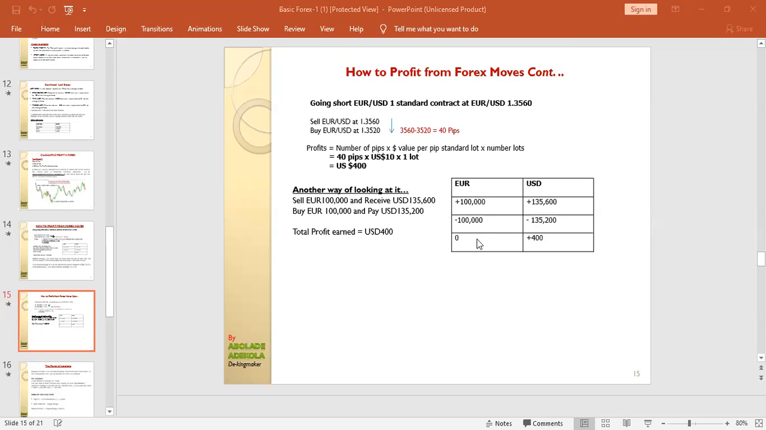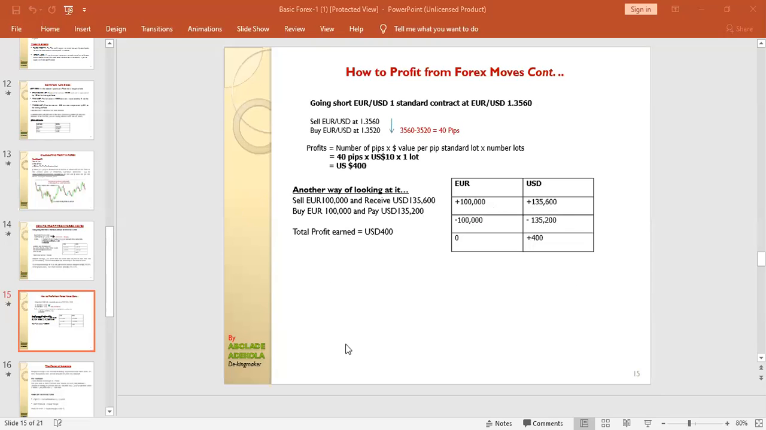So now, simple arithmetic: I have 100,000 euros, right? I sold it and received 135,600. Later on, I bought it back, gave the 100,000, and received 135,200. So if you take this away from this, that is 400 US dollars, which is your profit. I hope that is clear to you.